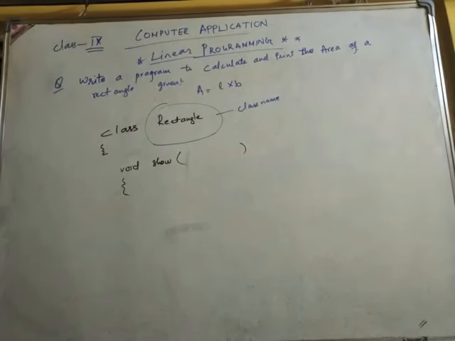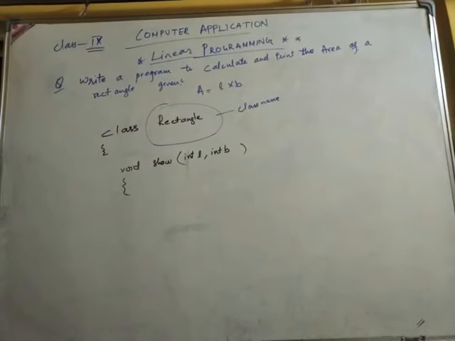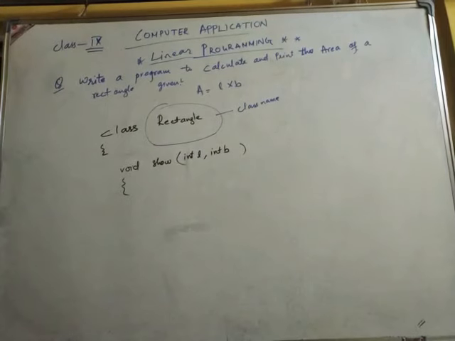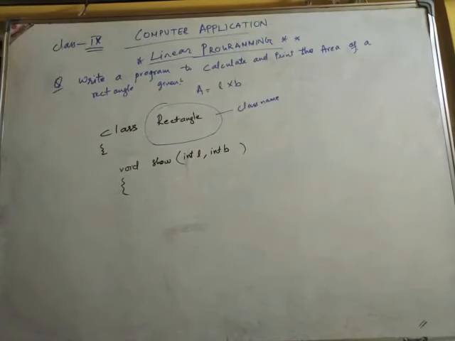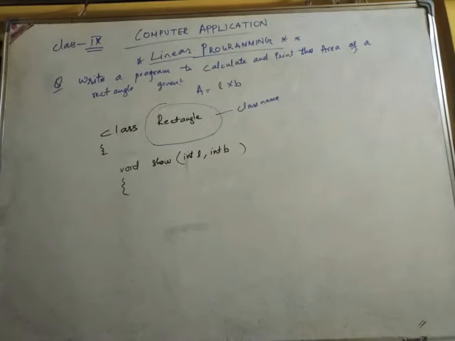Like for calculating area, what do we need to have? For finding the area of the rectangle I need to have length and breadth, that is L and B. So inside this we'll write int L, int B. Okay, understood? Length and breadth can be decimal values also. If you want you can write double, or you can write int. Int is for whole number values. So length and breadth will be int, int L and int B.